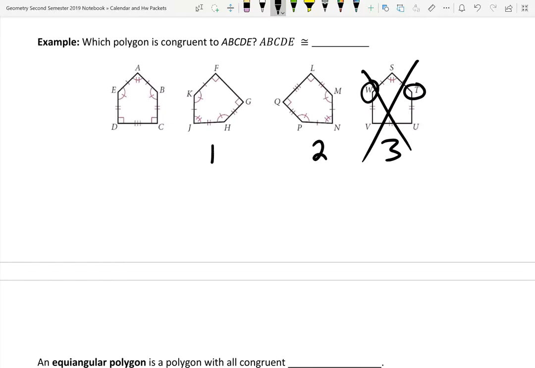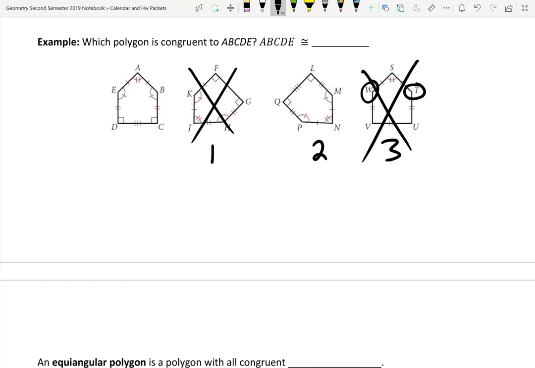How about the 1 dashes, AE and AB? Does it correspond to JK? Yes. How about JH? JH is 2 dashes, and this is 1 dash, so they're not marked congruent, so it's not going to be 1. It instead is going to be 2, and so we know it's that one.